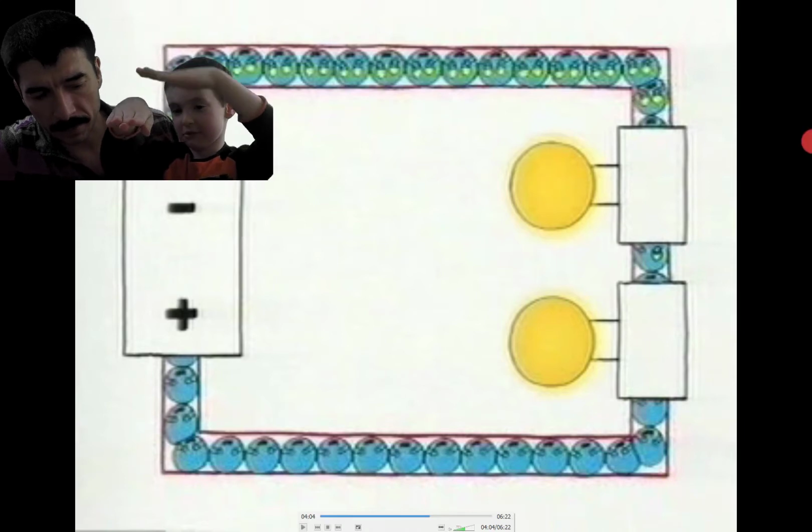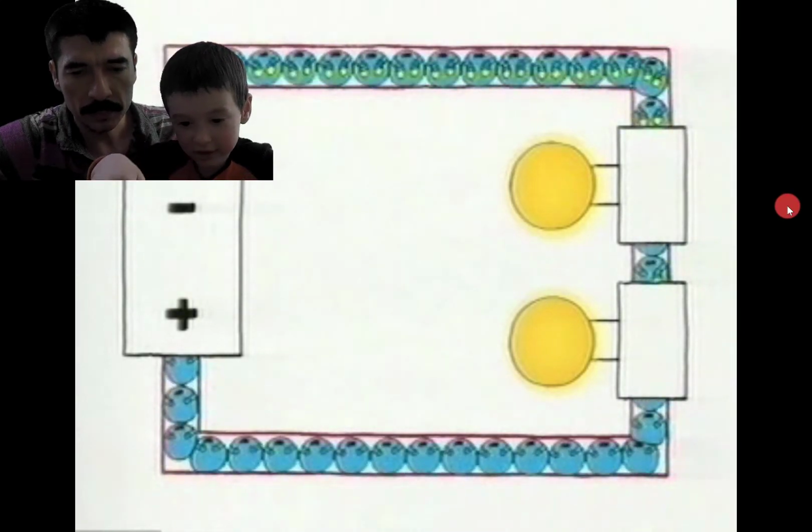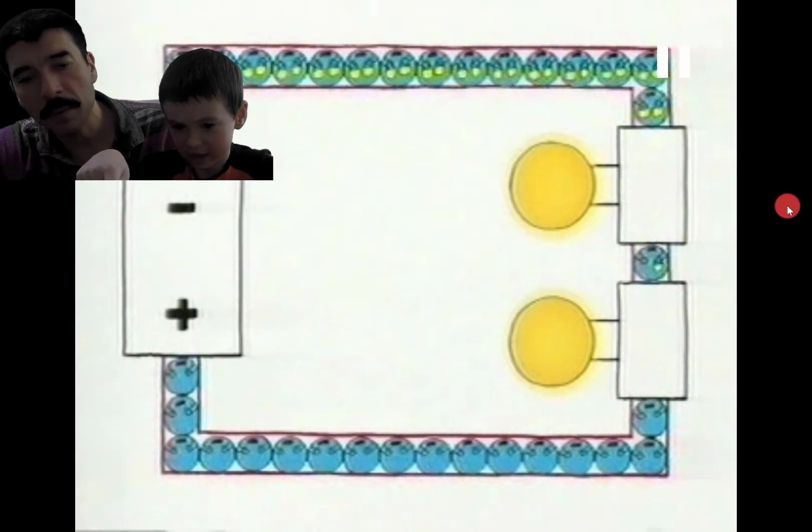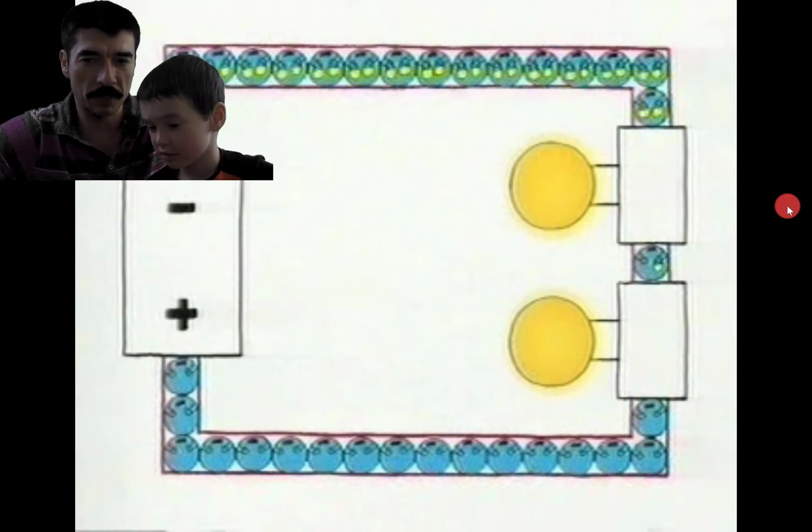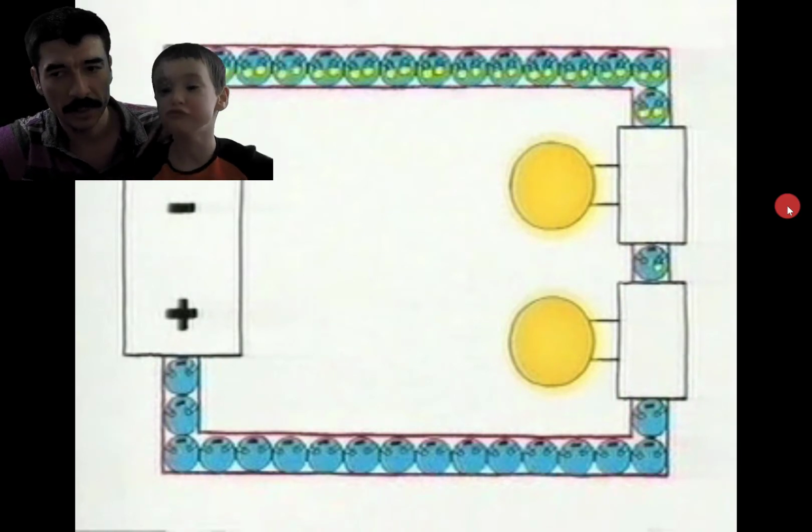Yes, why are they going like this? Not sure what you mean. Let me have a look. Look, is it reaching the bulb? Can you see them? The packets. Oh, I see what you mean. Yeah, they're sort of jiggling around a bit. Maybe it's just the animation.